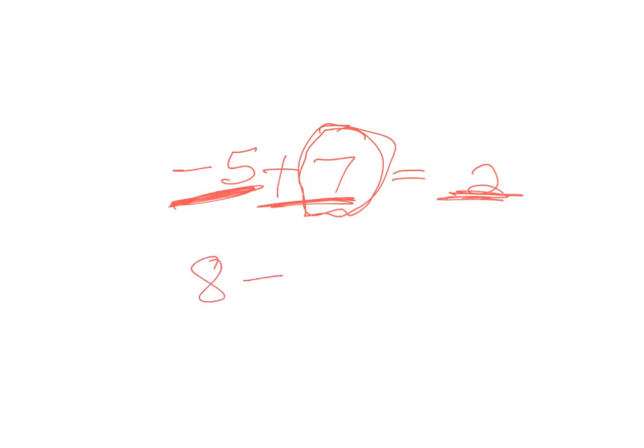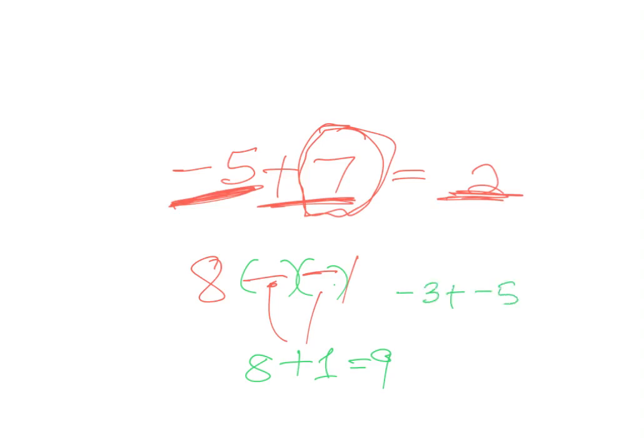Another example, 8 minus negative 1. Again, we can't have two signs in simplifying, so we need to simplify this portion first. And negative times a negative is a positive. So 8 plus 1, and the answer is 9. How about number 30? Negative 3 plus negative 5.